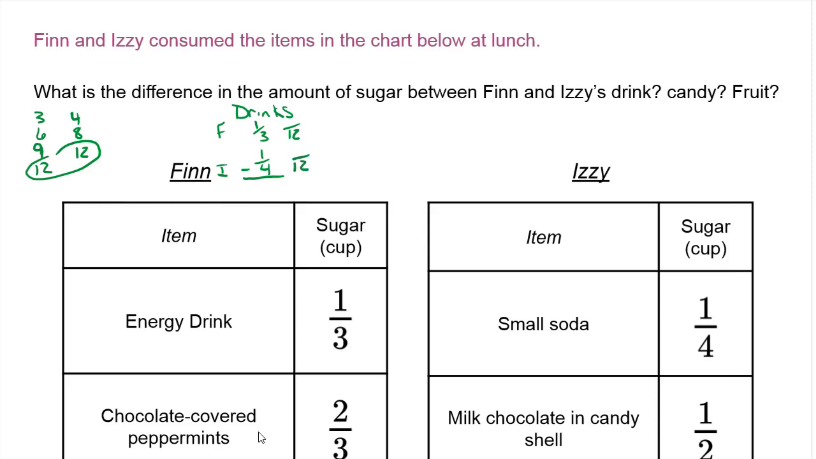And 4 times 3 was 12. We could have just multiplied. And so 1 times 3, because what we do to the denominator, we do to the numerator. And 3 times 4 is 12. I hope you guys can see this.